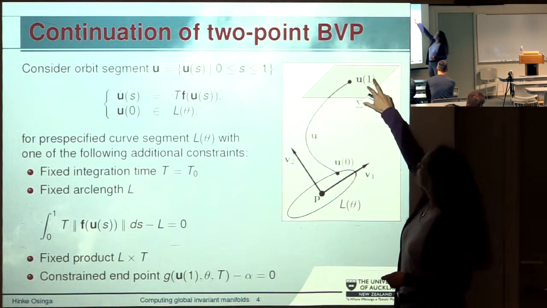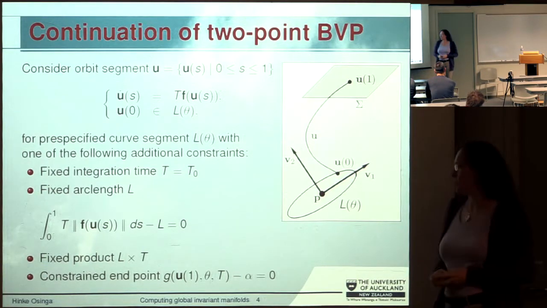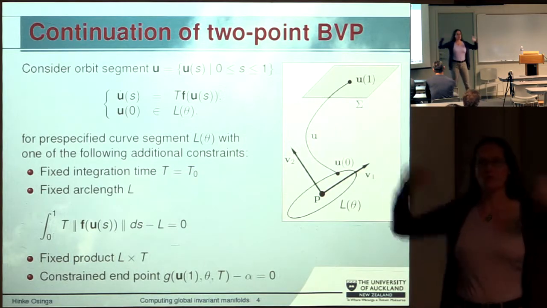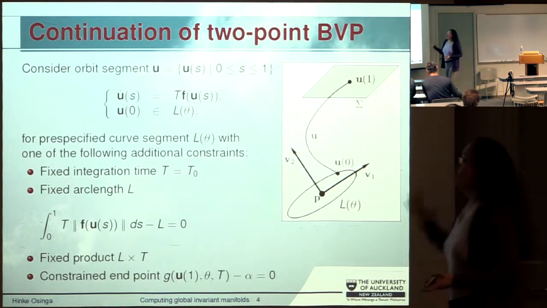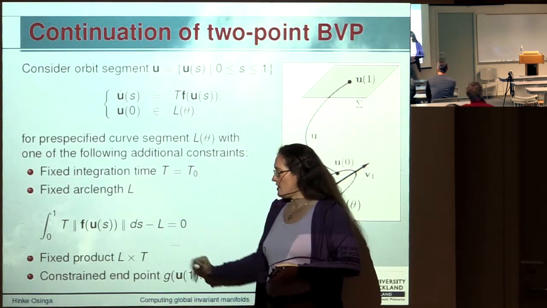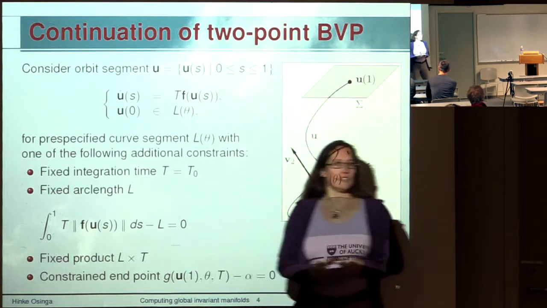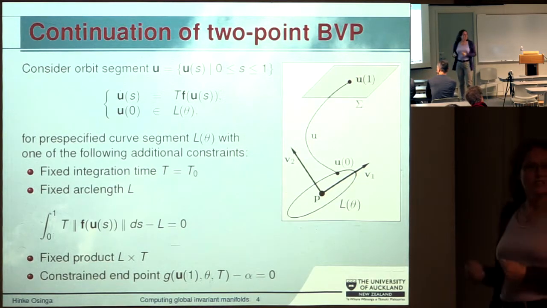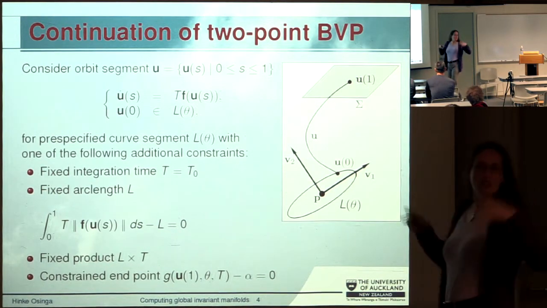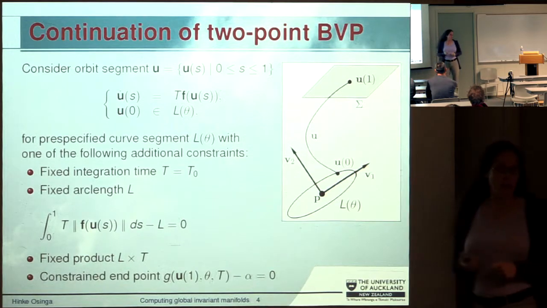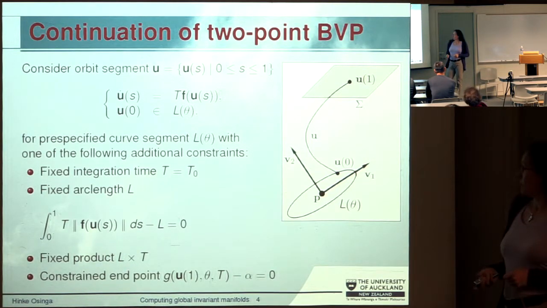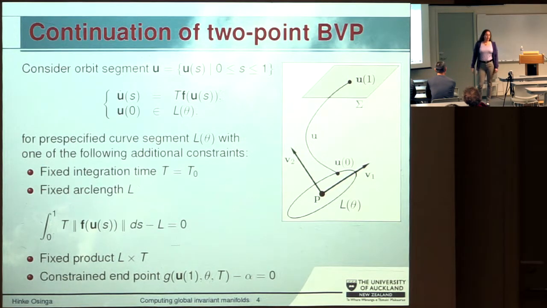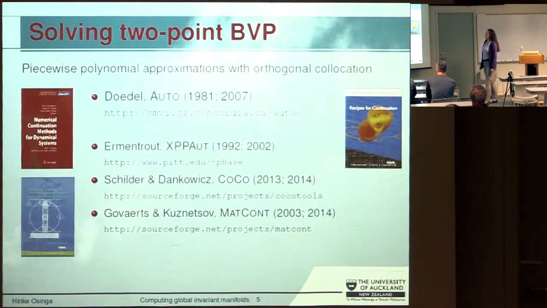But your two-dimensional plane could be defined in a more implicit way. For example, you could fix the integration time, so that you always have orbit segments with the same integration time, or you have a fixed arc length. Or a very nice trick is a product of arc length and integration time fixed. And so these are different techniques that you can use to implicitly define such a plane where you want to end. And it can be used for computing, for example, the stable manifold of the Lorenz equations. But that's not the only thing.